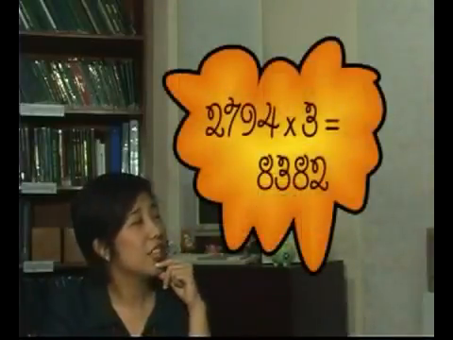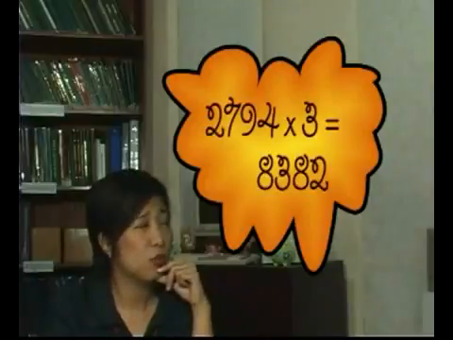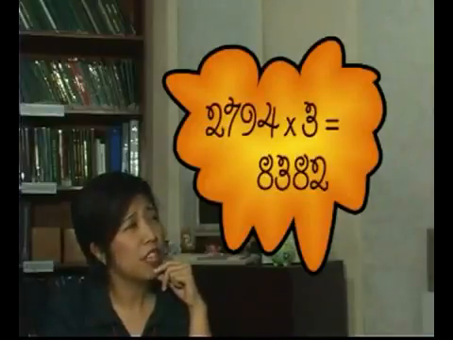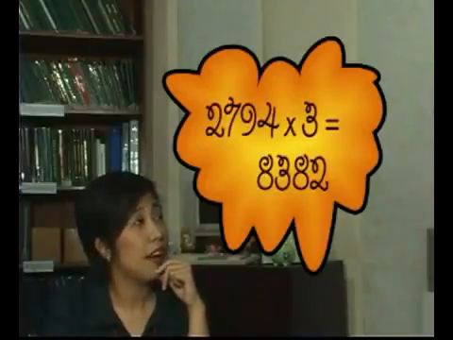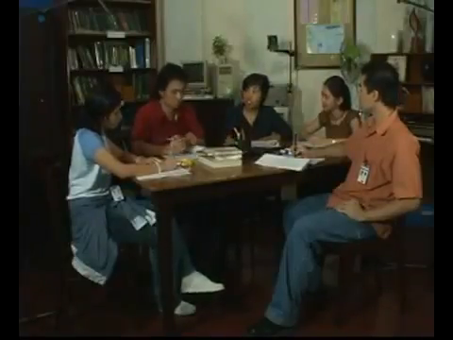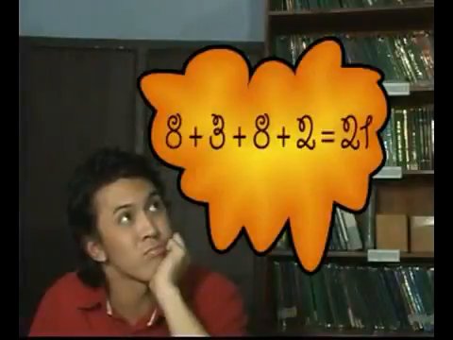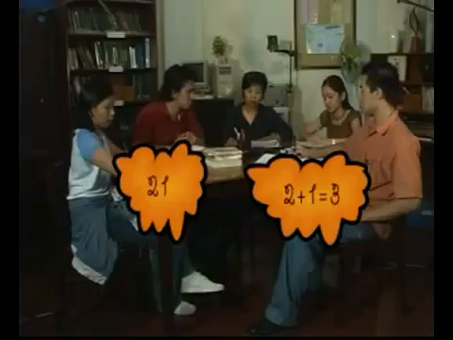Supposing you have a 4-digit number like 2,794. When you multiply it by 3, you get 8,382. Since it's a multiple of 3, you're sure it's divisible by 3. Now add the digits of 8,382. It's 21. And the sum of 2 and 1 is 3.